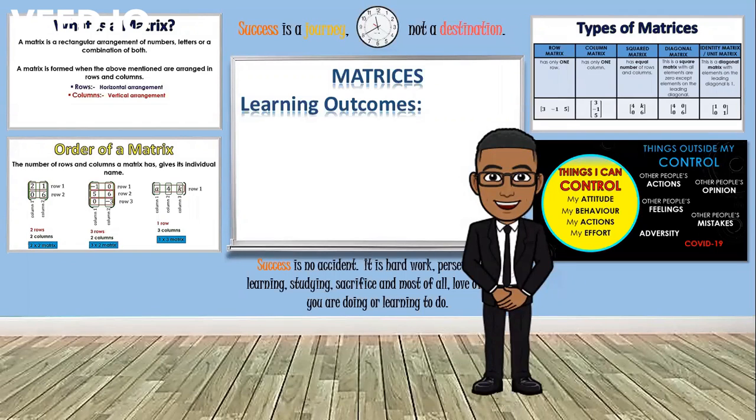So we have come to the end of our session. In our next session, we will be looking at addition and subtraction of matrices.